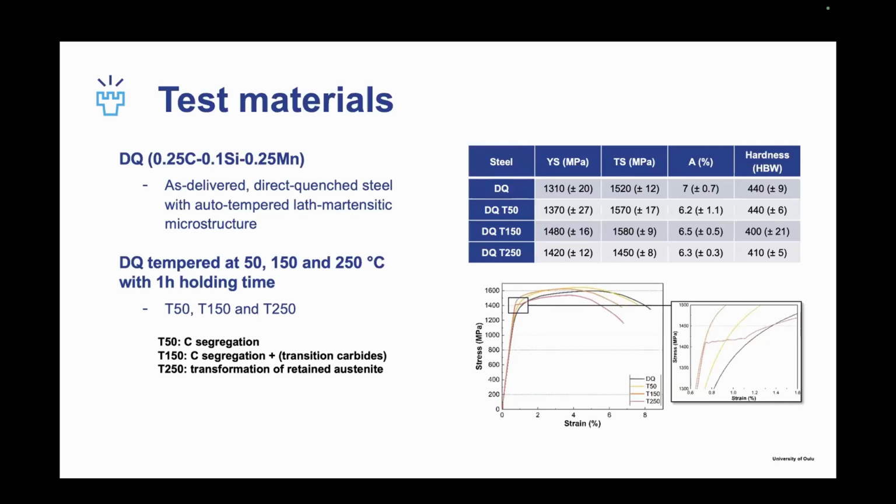As for the mechanical properties, well, this is ultra high strength steel. So with tempering, we did observe a slight increase in the yield strength and decrease in the hardness properties.